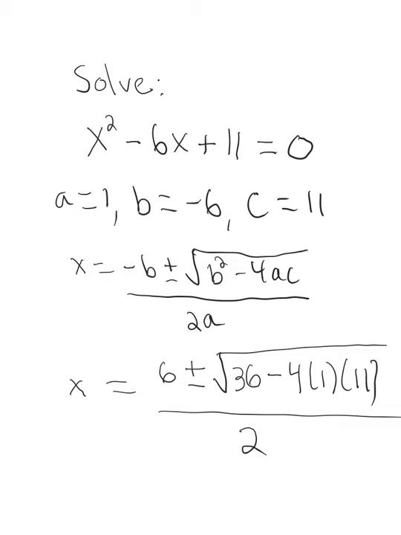we're going to simplify the radicand using the order of operations. 4 times 11 is 44, so the radicand is 36 minus 44, which ends up being -8. So what we're going to have is 6 plus or minus the square root of -8 all over 2. That's going to be written on the next slide.